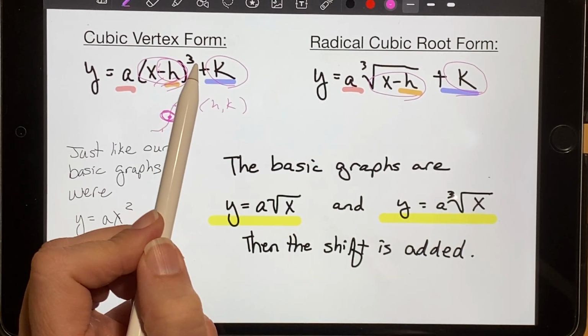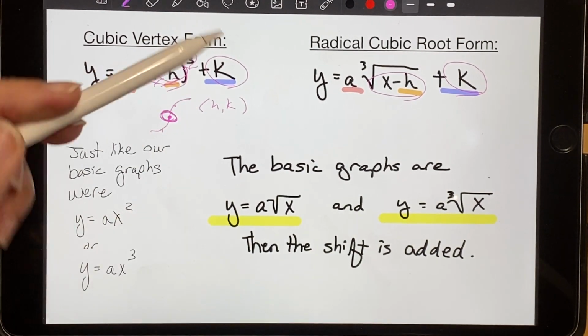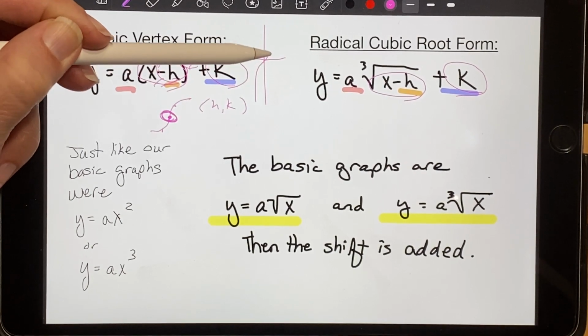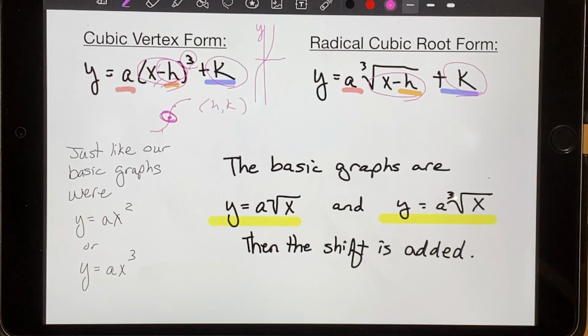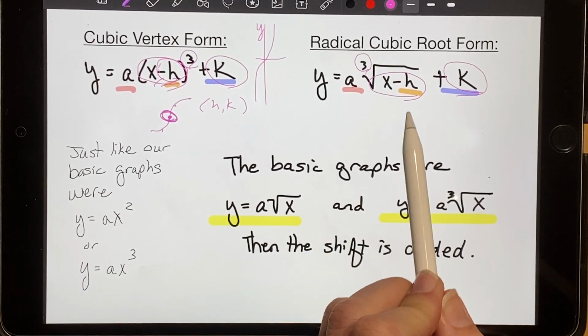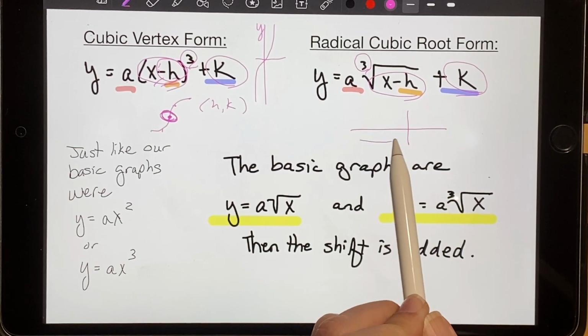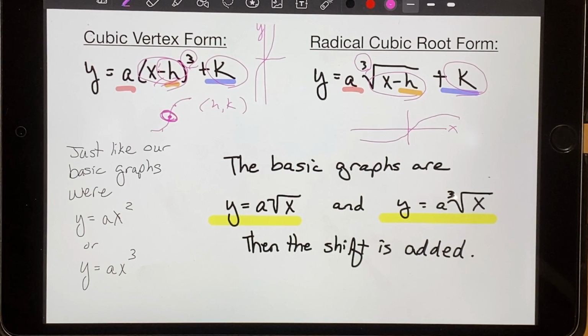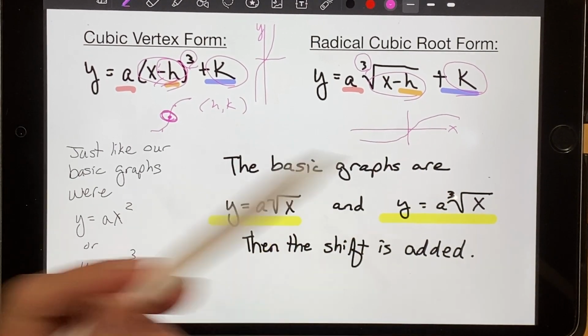And we knew that when it was cubed, our S-curve wrapped around the y-axis. Now we know that when we have the cube root, our S-curve wraps around the x-axis. So we've just laid it down on its side.